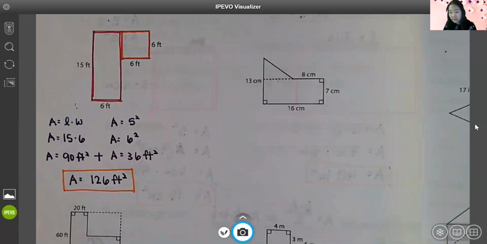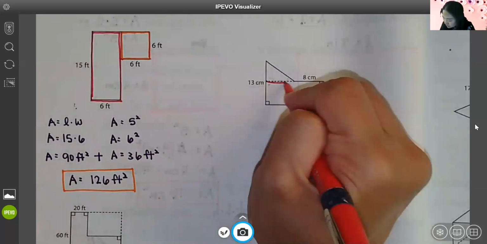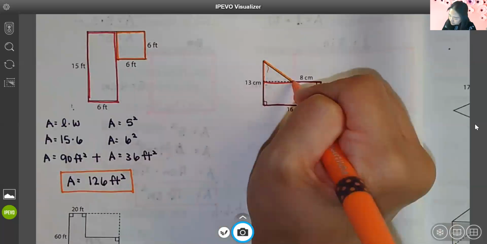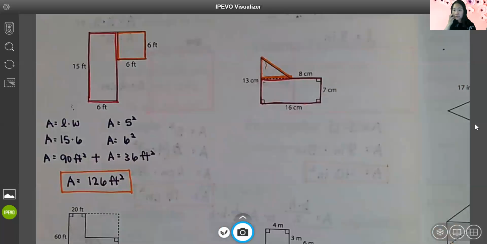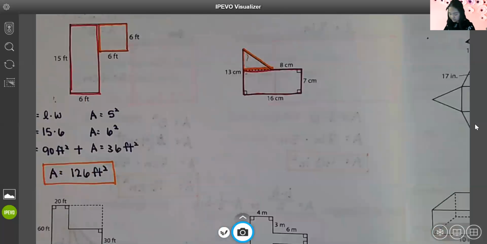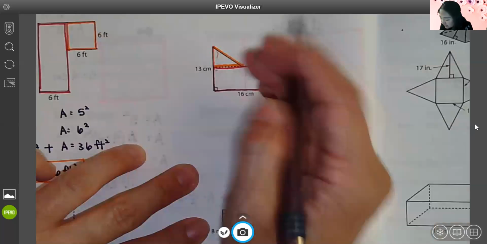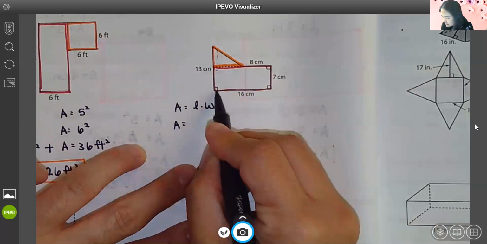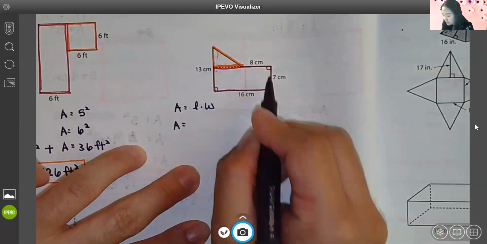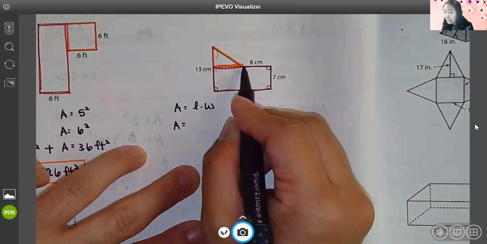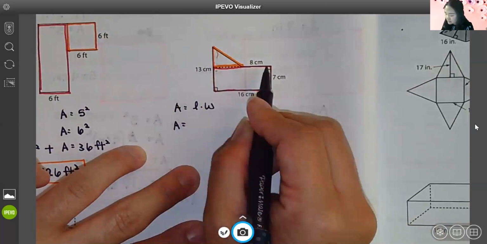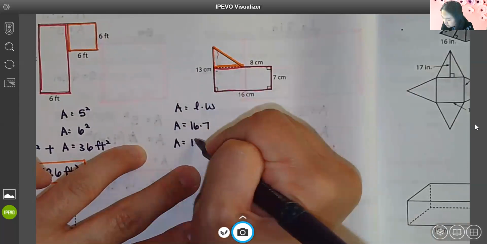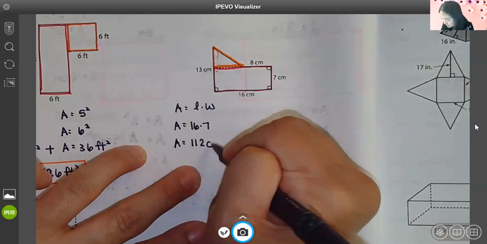How would I find the area of this one? Well, I see a rectangle and I see a triangle. But we're going to have to talk a little bit about the triangle. So let's actually find the area of the rectangle first. Area of the rectangle is length times width, which is 16 times 7. Remember, this 8 is part of the rectangle, but not the whole length. Okay? So 16 times 7, the area is 112 square centimeters.